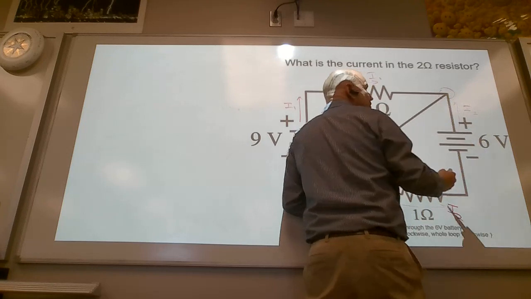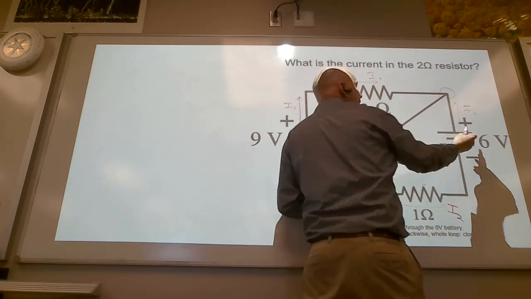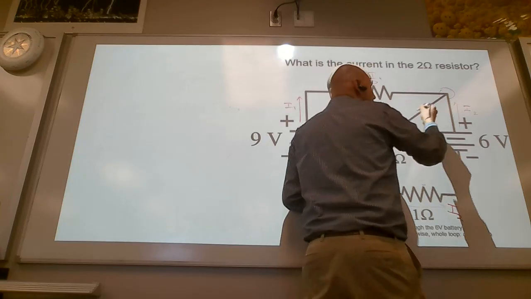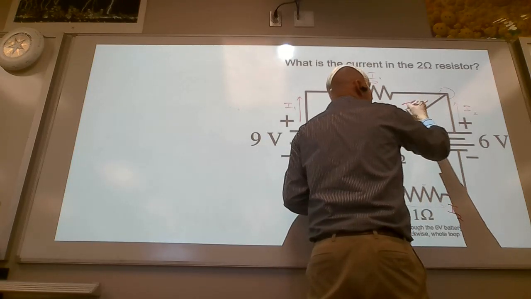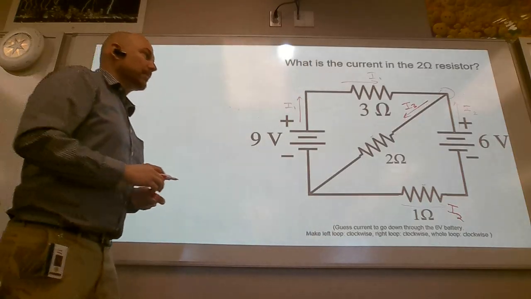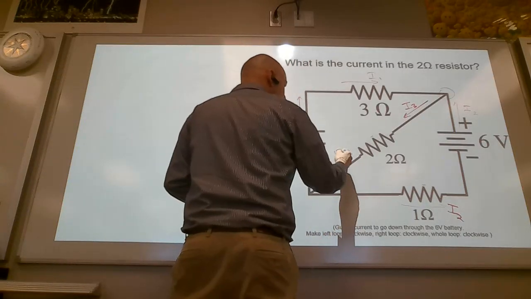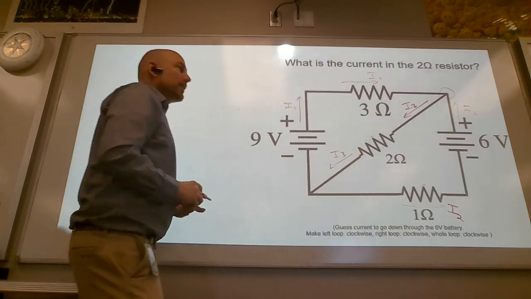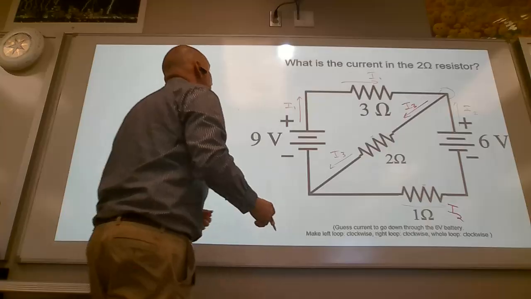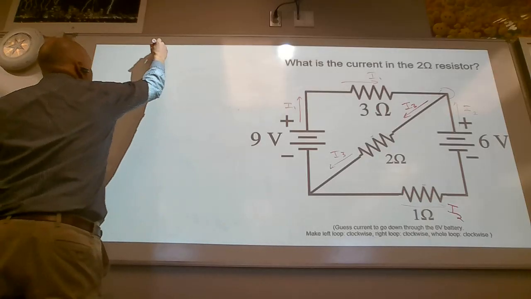So at this junction, I've got current 1 going in, current 2 going in. Logically, I'm going to have current 3 going out. Okay, so current 3 is doing this. So you can either pick this junction or that junction, doesn't matter. So you have a junction rule.